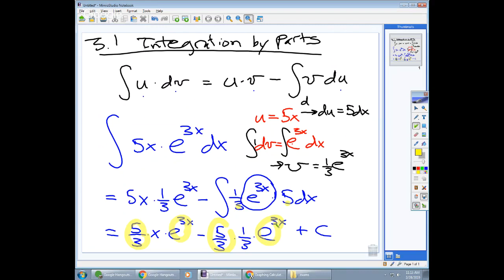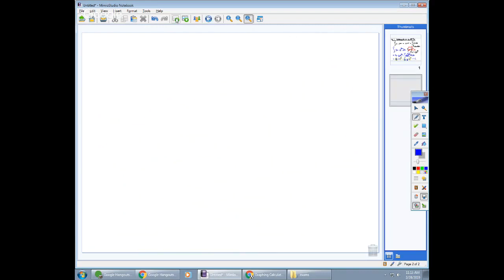Sometimes you have to apply integration by parts more than once. So try the integral of x squared times the cosine of x dx. So we have to look at that and say, all right, what should our u be? What should the dv be?